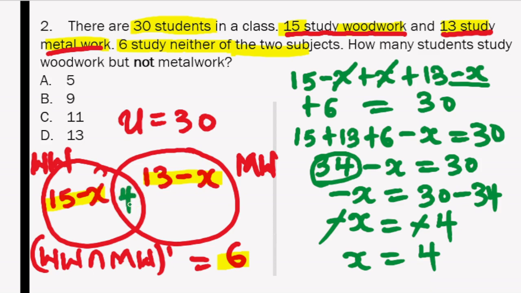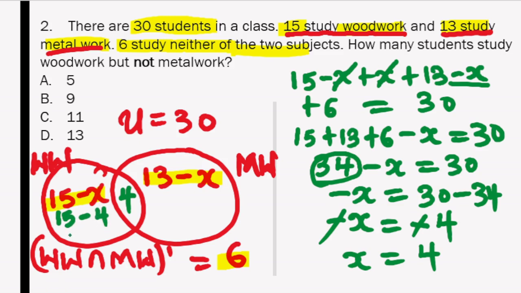Now the question there says, how many students study woodwork but not metalwork? Meaning only woodwork. This is for only woodwork. 15 minus x is for only woodwork, because this x represents those that studied both of them, remember. So if I remove those that studied both of them from woodwork, I'll be having only those that study woodwork, which is going to be 15 minus x.